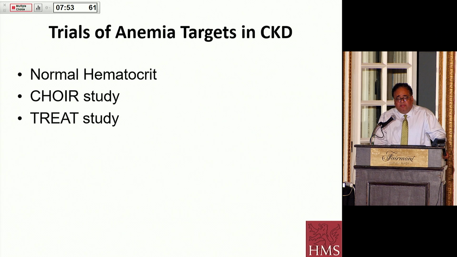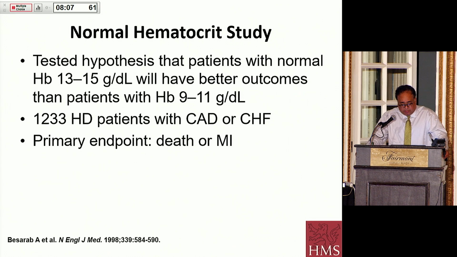If you're not familiar with this trial data, I think it's worth at least paying some attention to it, because nowadays in board exams they will ask you about what a trial showed, so it's important to know what the key messages are. In the normal hematocrit study, which was published in the New England Journal of Medicine in 1998, they tested the hypothesis that patients with normal hemoglobins, a range of 13 to 15, will have better outcomes than patients with a hemoglobin of 9 to 11. Made a lot of sense, right? You have a drug that raises the hemoglobin. People are walking around with a hemoglobin of 13 to 15 without kidney disease, and that seems to be beneficial from an evolutionary standpoint.